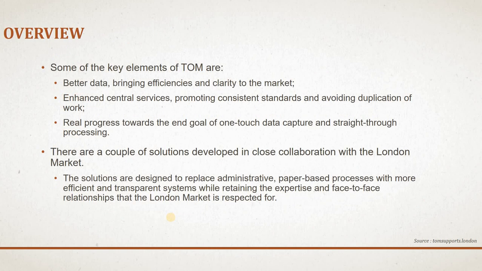Going forward, some of the key elements of TOM are, as we said earlier, better data, which brings efficiencies and clarity to the market, and enhanced central services, promoting consistent standards and avoiding duplication of work, with real progress toward the end goal of one-touch data capture and straight-through processing. If they have one-touch data capture, they can really achieve straight-through processing in terms of accepting the risk, evaluating the risk, binding the risk, or even doing endorsements and claims. So they really want to achieve this.